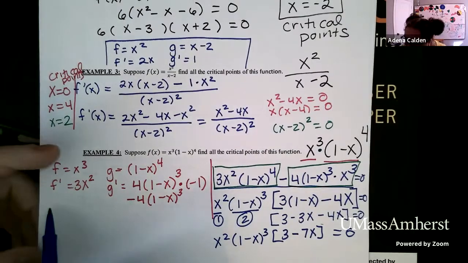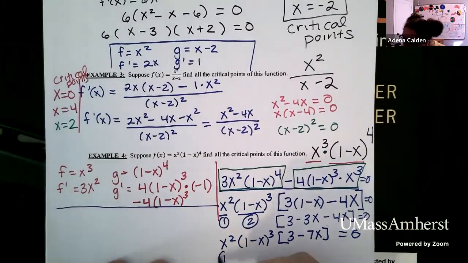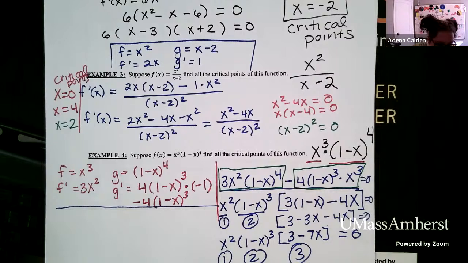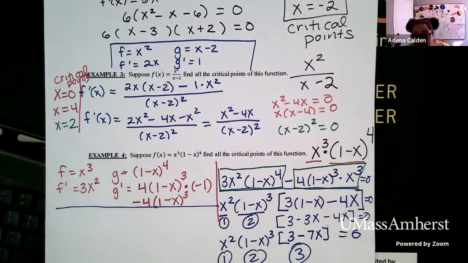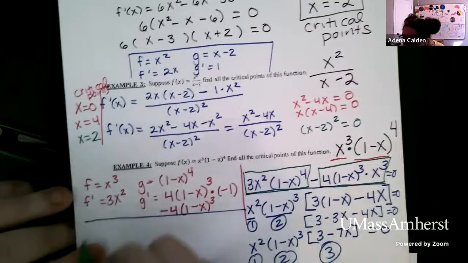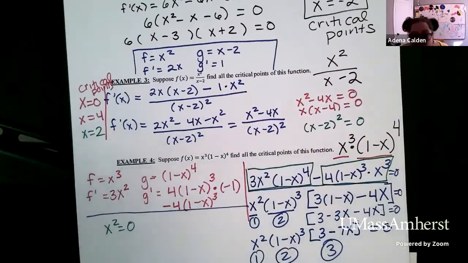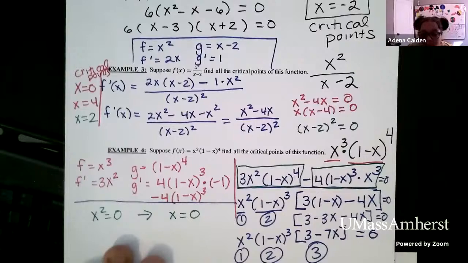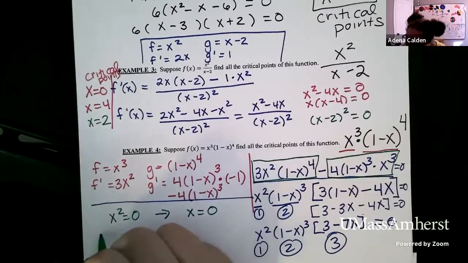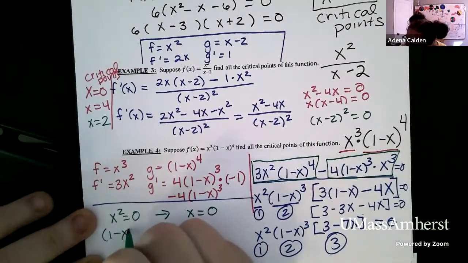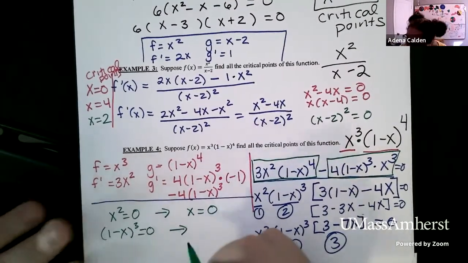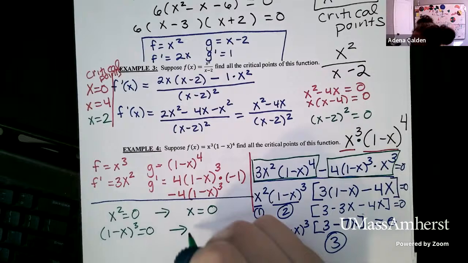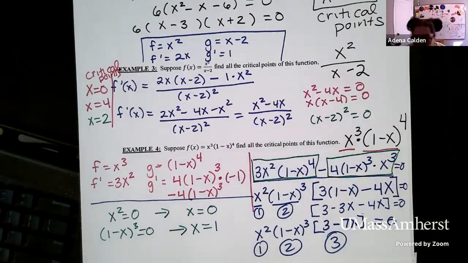So now what I do is I take each factor. So again, 1, 2, and 3. There's 3 factors. I set each one equal to 0, to find my critical points. So I start with x squared. If x squared equals 0, if I solve that, that means x equals 0. That's my first critical point. For my second one, I have 1 minus x cubed equals 0. That tells me that x would have to be 1, right? Because I'm considering what's going to make this parenthesis equal to 0. So that's my second critical point.